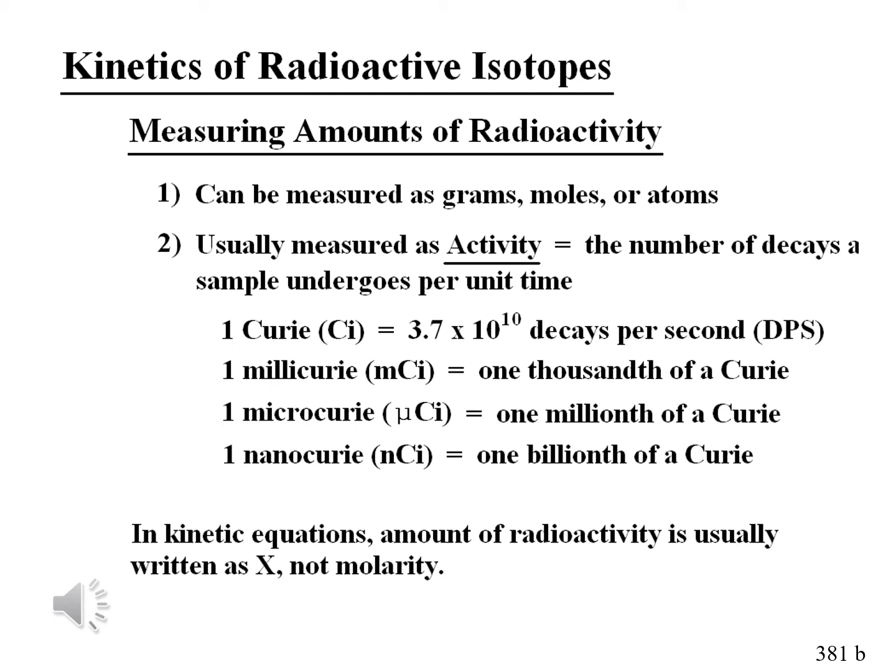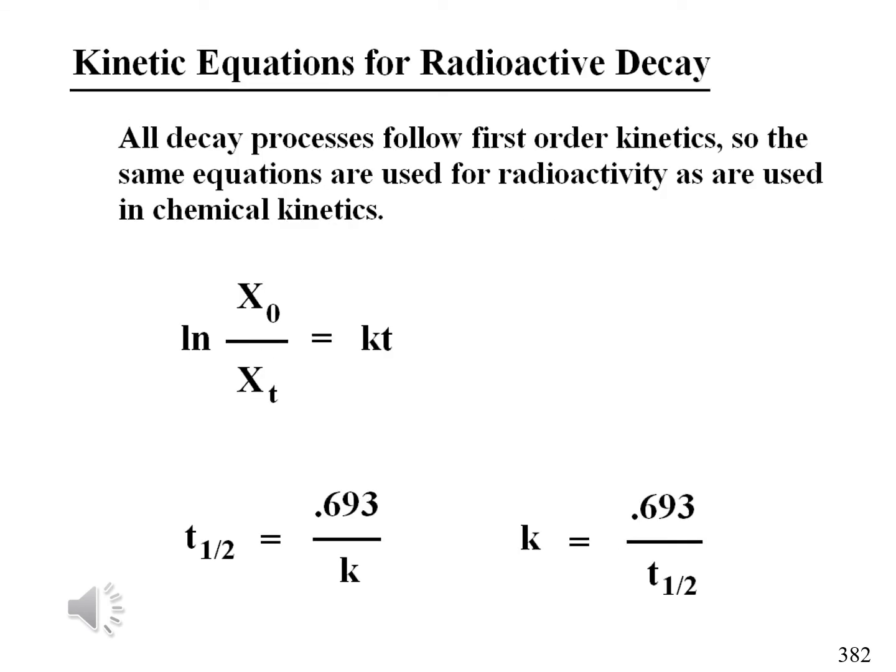We're going to do kinetic equations on radioactivity because what is done in the equations is that the amount of radioactivity is just usually written as a capital X. It's not molarity or grams or anything, but sometimes it is, but rarely. It's usually X. All 5 of the decay processes that we talked about are actually first order. And so we're going to use the same first order equation, ln of x0 over xt equals kt, that we used for first order kinetics.